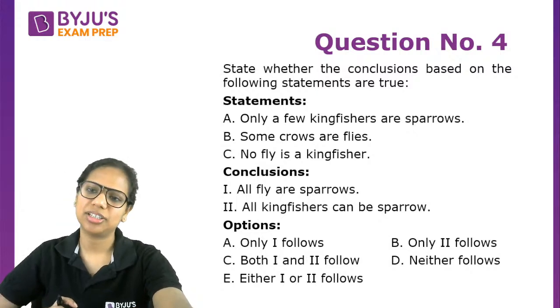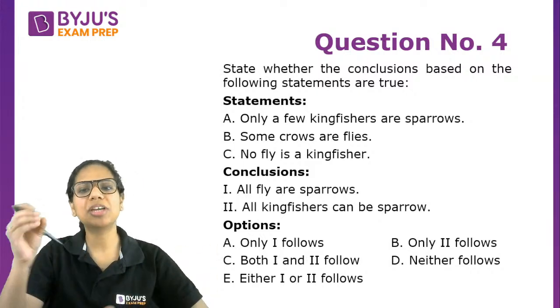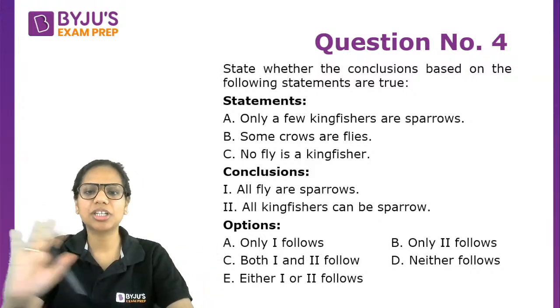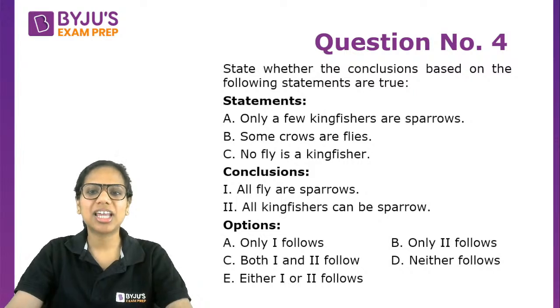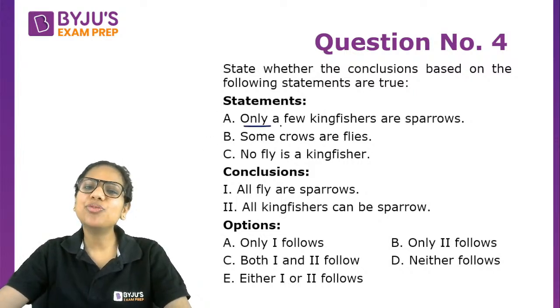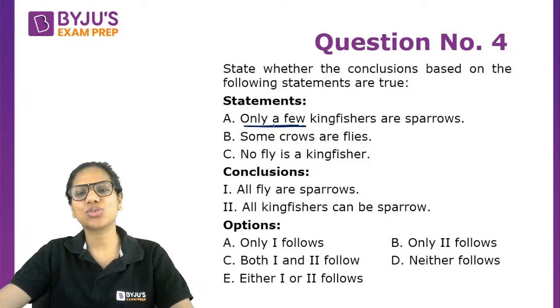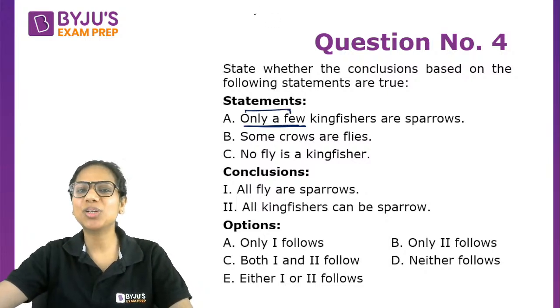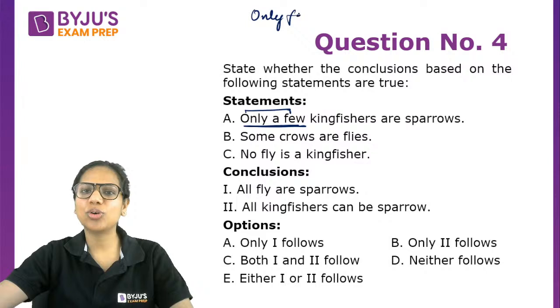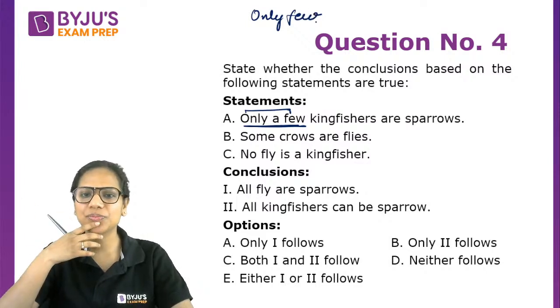Yes, B is correct, Sonali. This was a new case for you, a maybe case, a possibility case. That's why I included this question. Now see, only a few kingfishers are sparrows. Only a few. Remember, we dealt with only few. So now you will be able to draw the diagram.